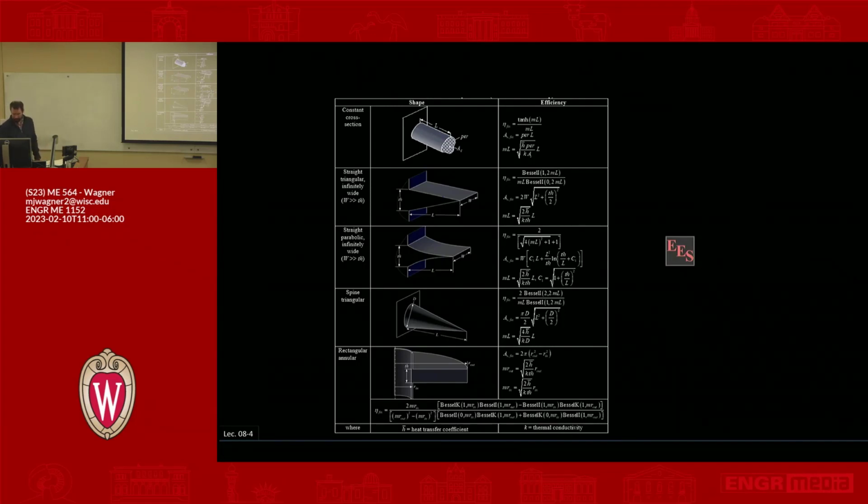I think that's probably a good place to wrap up, and then we'll finish our discussion of extended surfaces next time on Monday, and then move on to 2D problems. Thanks.